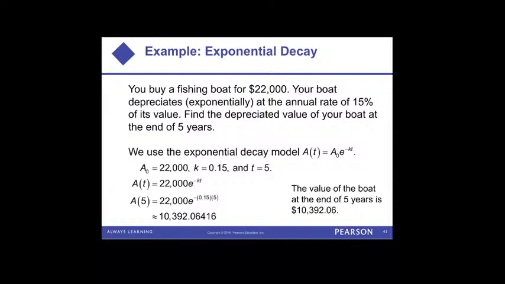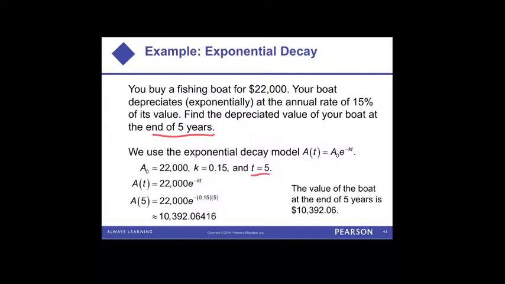We use the exponential decay model. The only difference here is it's still A naught e to the kt, but now since we're doing exponential decay, we need negative kt. So the starting amount was 22,000. The rate of growth was 0.15, and I think it's 5 years, at the end of 5 years. And again, we have that negative because it's exponential decay.